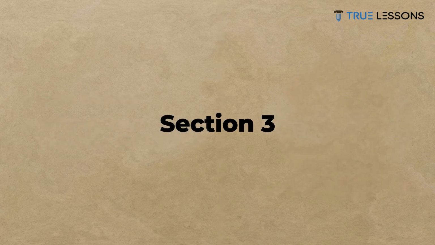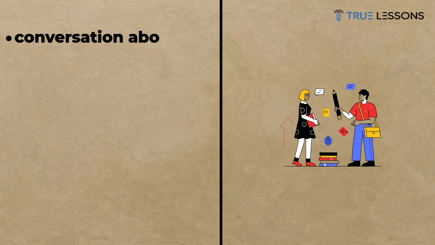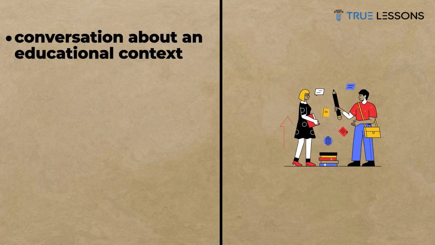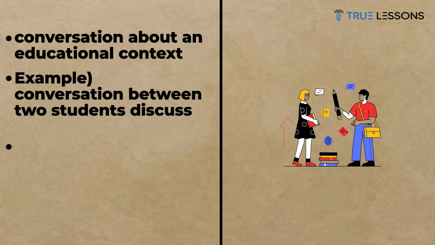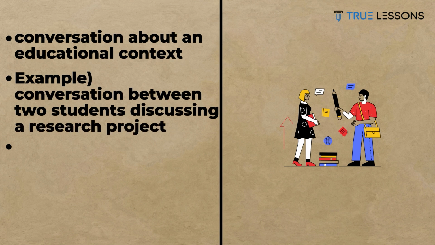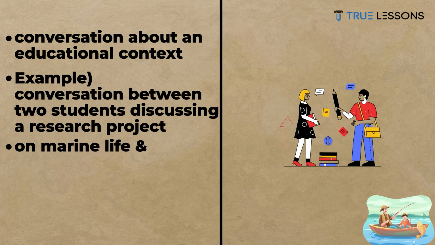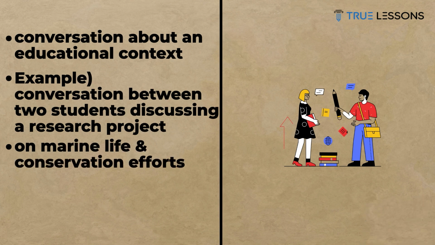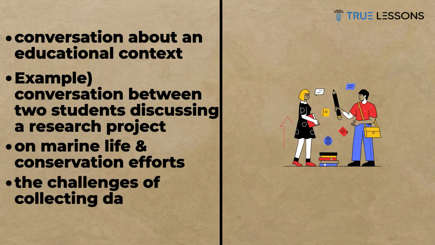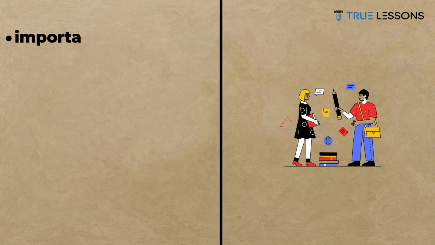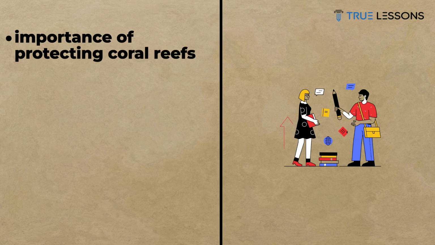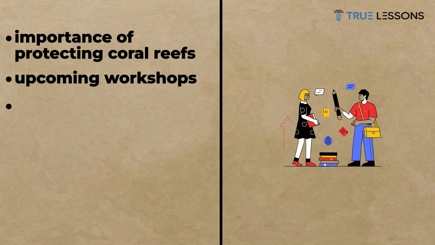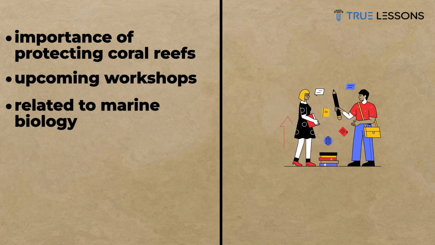Moving on to the third section, you hear a conversation about an educational context. For example, a conversation between 2 students discussing a research project. The topic focused on marine life and conservation efforts. The students talked about the challenges of collecting data underwater and the importance of protecting coral reefs. They also mentioned upcoming workshops and conservation work related to marine biology.